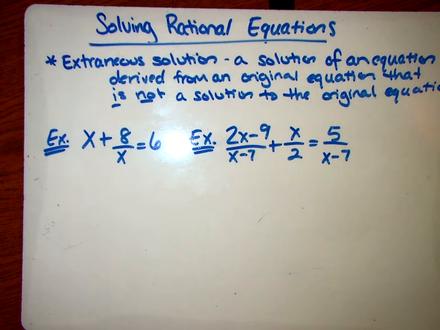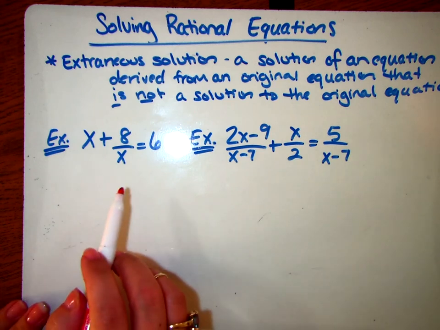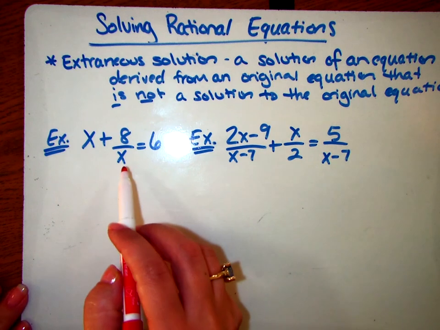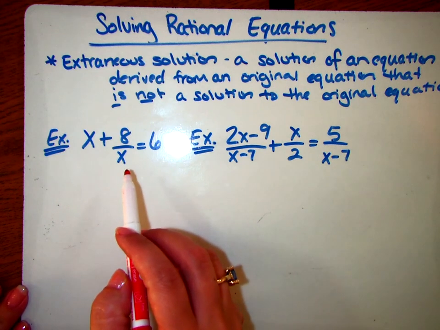Hey guys, so today I want to talk about solving rational equations. What we have to make sure of is that when we solve, we are checking our answers, because we may produce an extraneous solution. So let's talk about an extraneous solution. It's a solution of an equation that's derived from an original equation that is not a solution to the original equation. So these examples are my original equation.